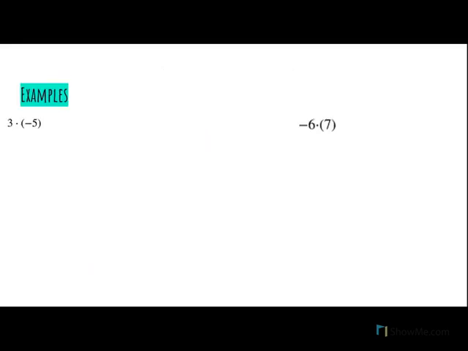Let's look at some examples. So again, what we're looking for is how many negatives do we have? If I look at my first example here, 3 times negative 5, I have one negative number, so that means it's going to be negative, or I could say their signs are opposite, so it's negative. 3 times 5 would be 15. Why don't you pause your video and give the second one a chance?